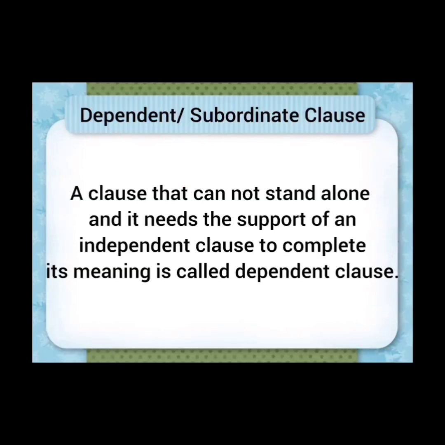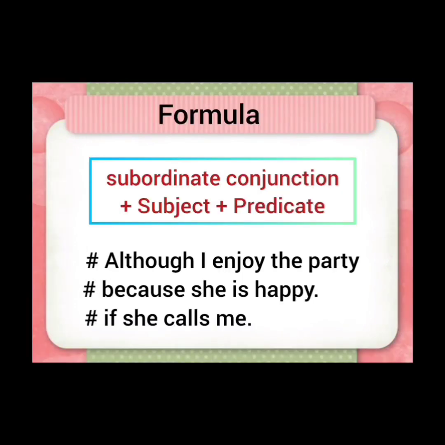Now it's time for the dependent or subordinate clause. A clause that cannot stand alone and needs the support of an independent clause to complete its meaning is called a dependent clause. Let's have a look at its construction. Subordinate conjunction plus subject plus predicate or verb. For example, although I enjoy the party. Although is a subordinate conjunction here, I is the subject and then the predicate is there. Because she is happy, if she calls me. If you look at these examples, they do not give us a complete meaning, so they are not complete in themselves.